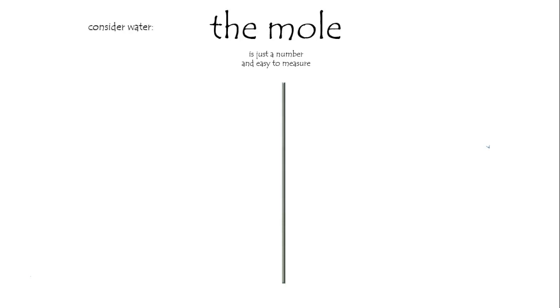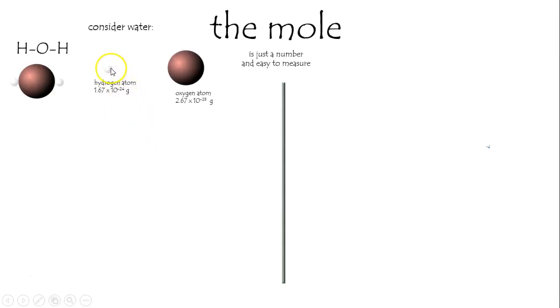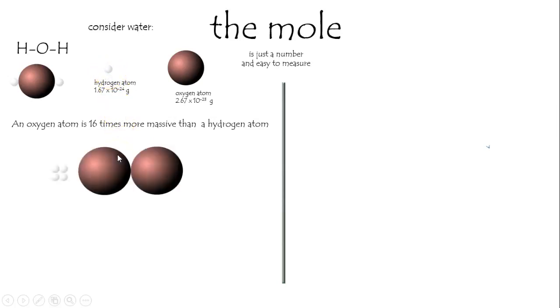Consider a molecule of water. It would look something like this. There's the hydrogen atoms, there's the oxygen atom. What should strike you is that the hydrogen atoms are so much smaller and less massive, and in fact, the oxygen atom is 16 times more massive than the hydrogen atom. So, for example, mixing 1 gram of hydrogen with 1 gram of oxygen would not give you the same number of atoms. You'd have many more of the smaller atoms. The mole is designed to compensate for that.